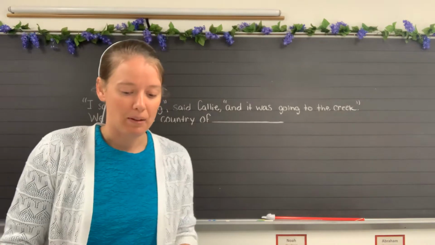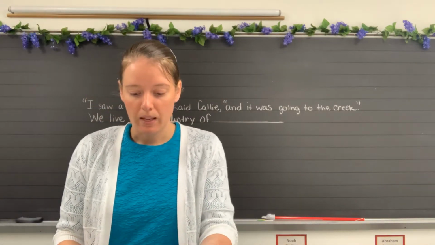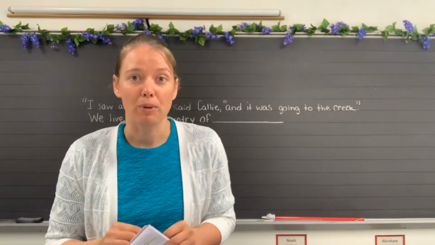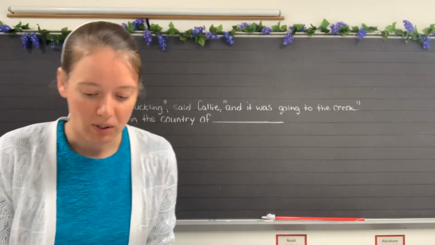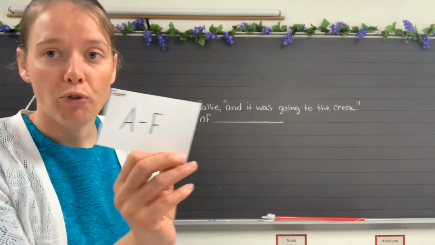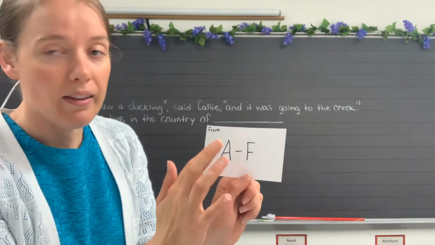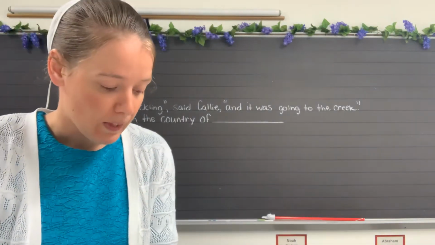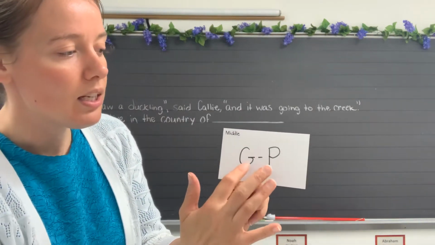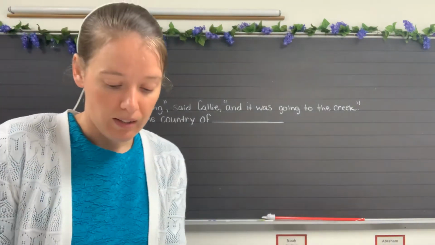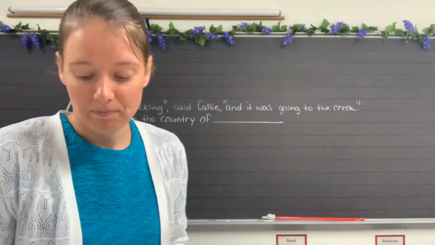Okay, and let's think about some things about the dictionary. Do you still remember the 3 parts of the dictionary? So the 3 parts of the dictionary, I'll just show you some things here. The front part of the dictionary is words that start with A through F. The middle part of the dictionary is words that start with G through P. That's the middle part. And the back part is Q through Z.